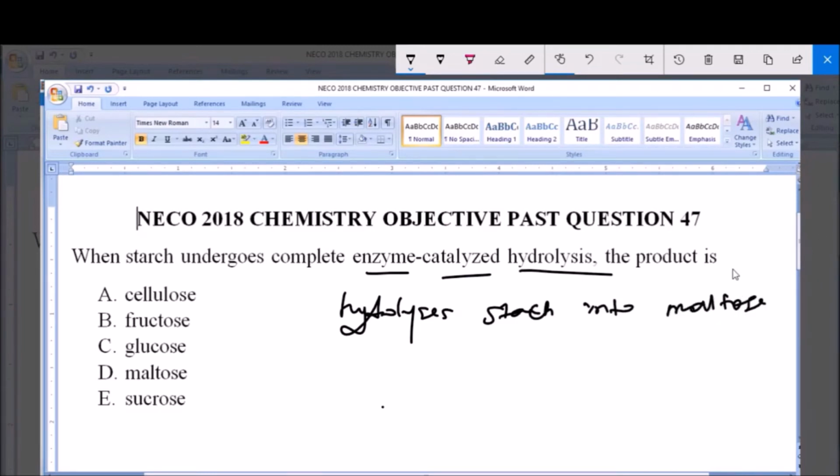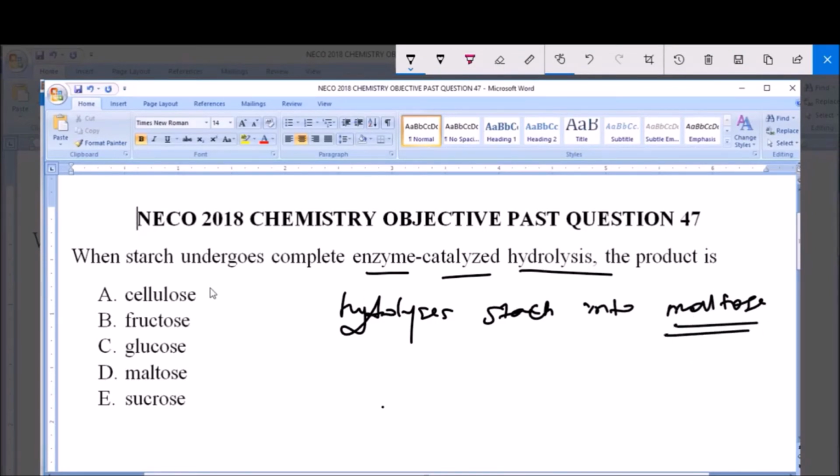Now normally hydrolysis of starch will give you maltose and dextrin, but a complete enzyme catalyzed hydrolysis, like the type that occurs in the mouth due to the enzyme present in the saliva, would hydrolyze starch into maltose. So therefore maltose is the correct answer.